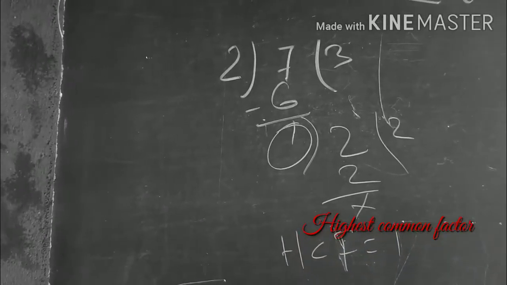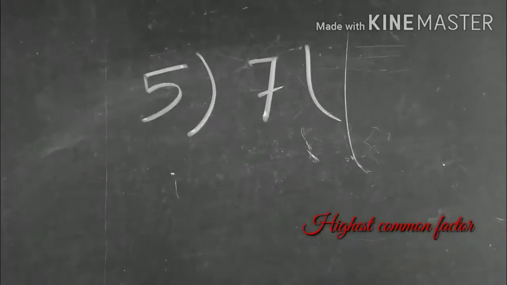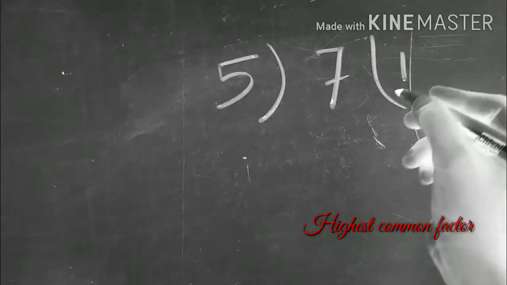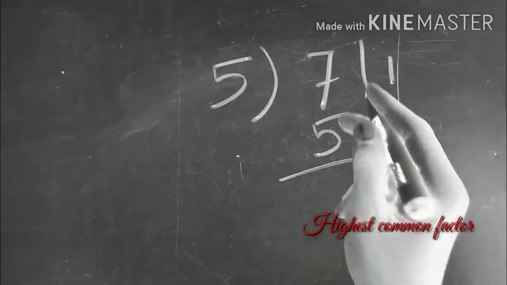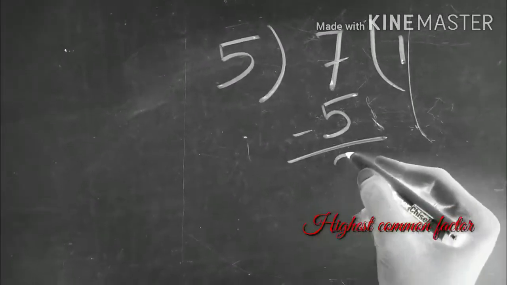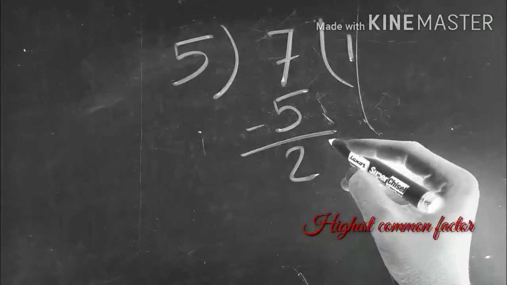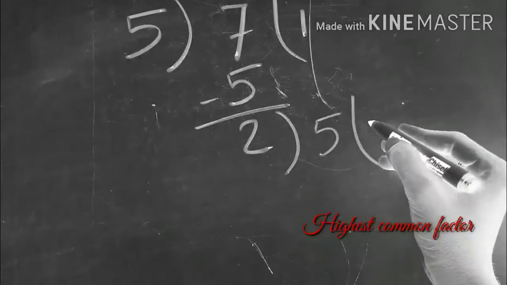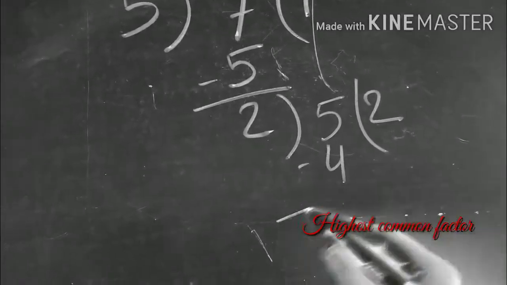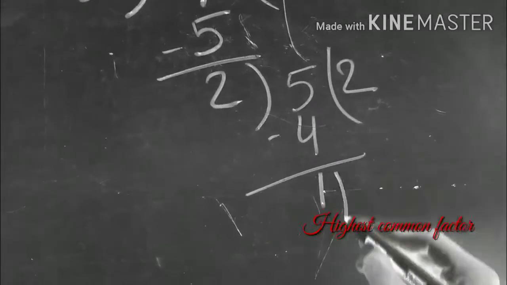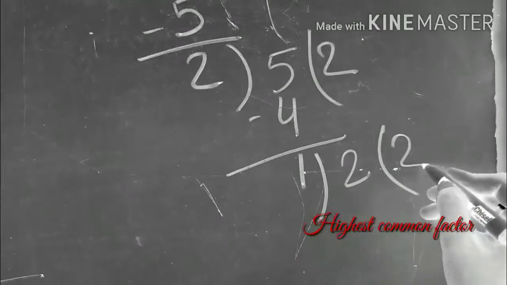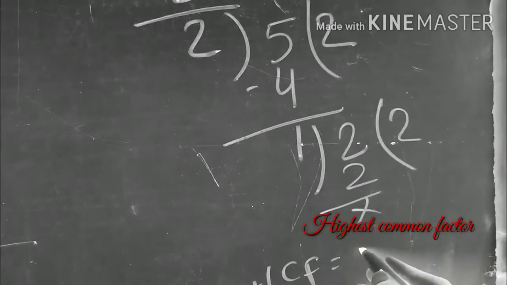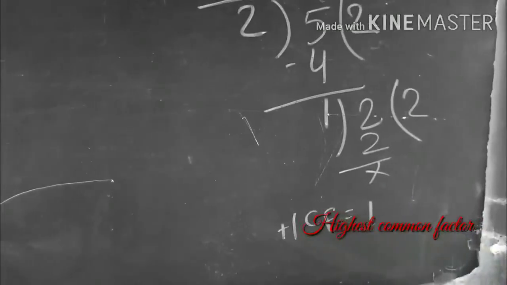We will look at some other examples, then we will understand easily. 5 divides 7, 1 time 5. 7 minus 5 is 2. This 5 will come here. 2 times 2 is 4, minus 1. This 2 will come here. 2 times 1 is 2. The HCF of this question is 1.